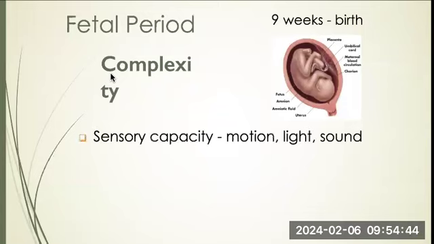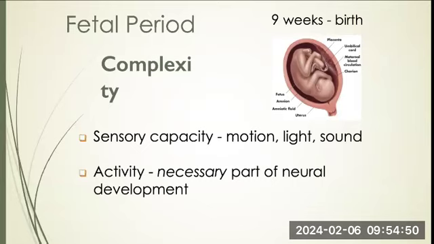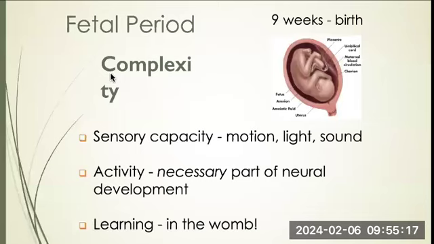So now babies can actually react to motion, to light, and to sound. Babies also can start to understand languages. You might think it's a genetic predisposition to a language, but actually babies can hear from within the womb. And so the language mom speaks, the language that people around her speak, the baby is hearing it. And so already has that kind of tendency to pay more attention to the language that they heard while they were in the womb. So activity is a necessary part of neural development. When the baby starts moving around in the womb, it's actually helping the brain develop. And learning, we know, can start in the womb.